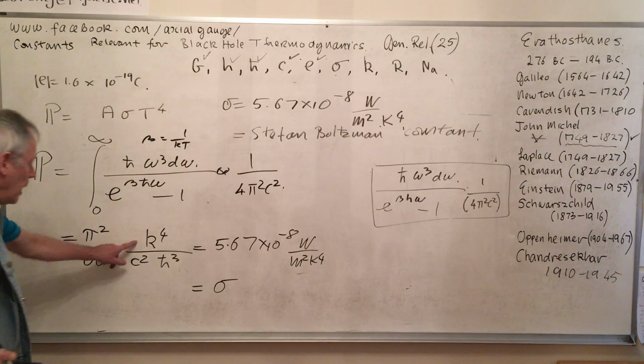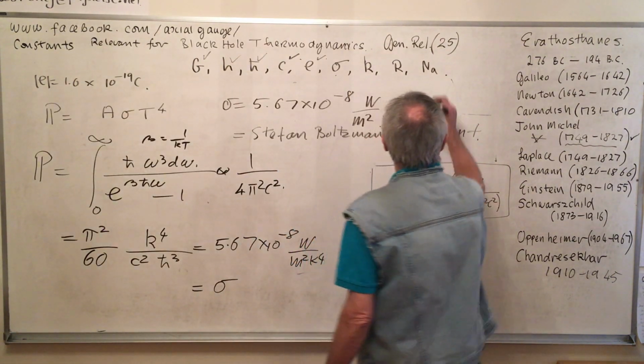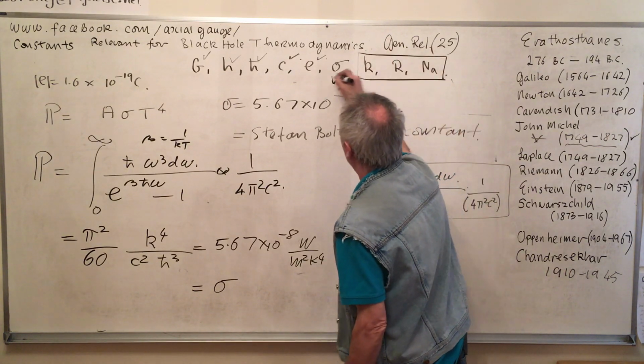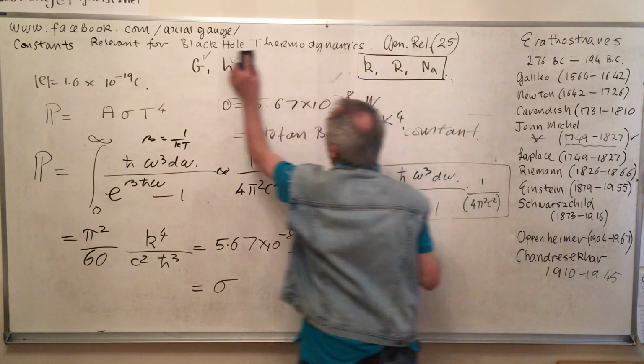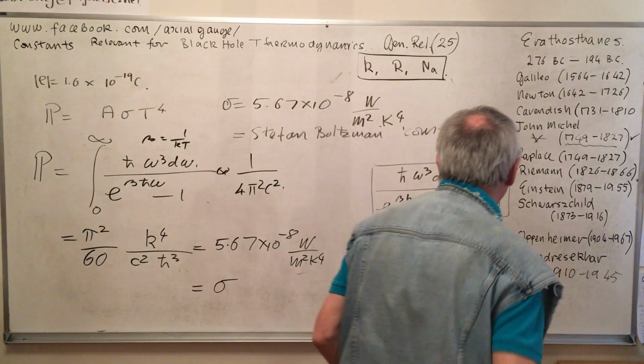Now the other thing that we have to look at is Boltzmann's constant. That's another constant, and that will involve R and NA. So these ones we will treat together. We've done that one. We've done all of those. So we get rid of this. We're nearly finished.